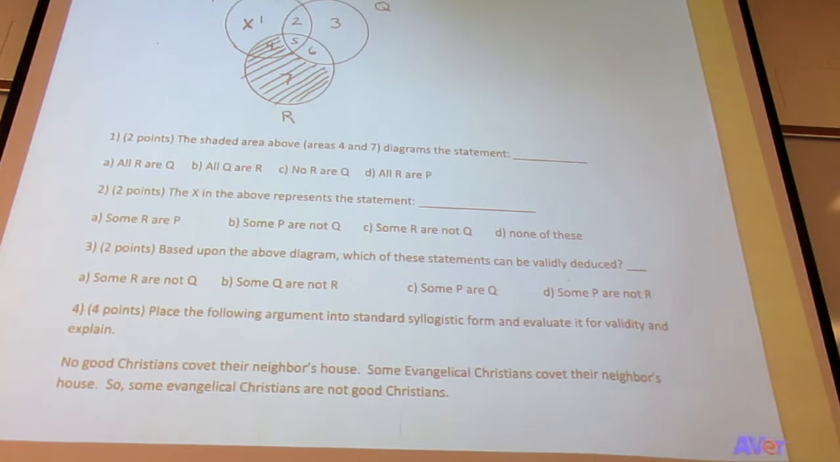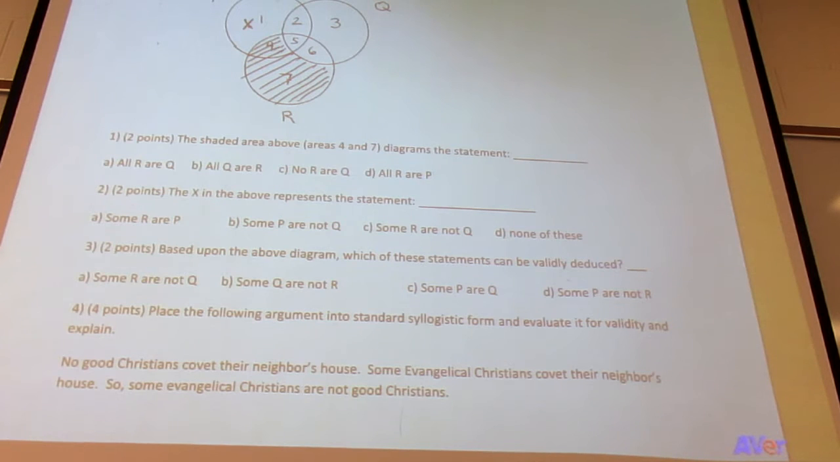Why can't this one be some R not Q? Because an X would have to be in 4 or 7, and guess what? Yeah, they're already shaded, so A is out of the question. B, some Q are not R. Where would an X have to be for some Q are not R? 2 or 3, so it's not B.